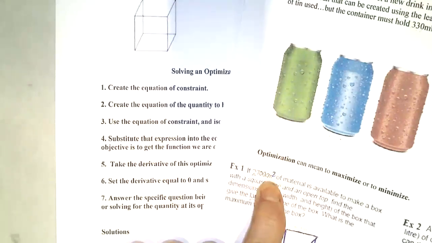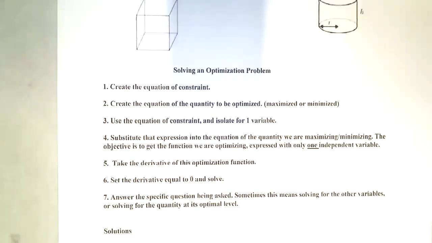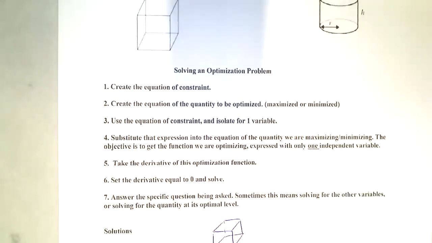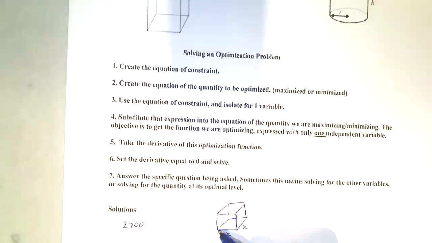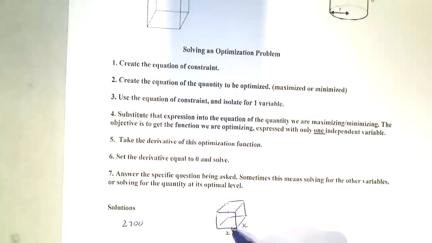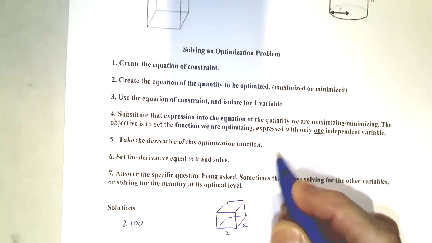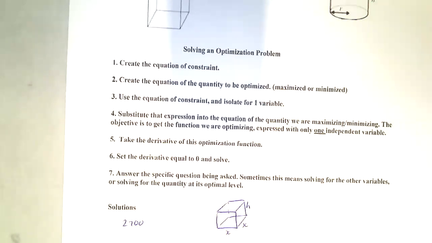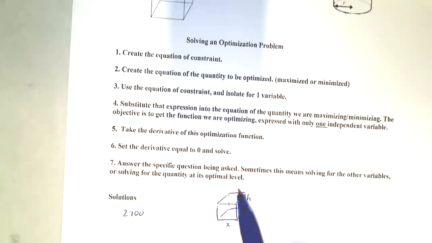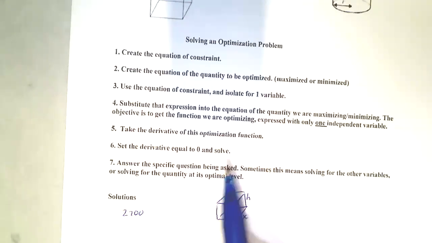that means 2,700 square centimeters of material was used, which is basically telling me surface area, because we know that square centimeters means area. And so we designate this box as having dimensions of x by x, length by width, and I'll call the height h. Remember that the top is open. That was designed in the question.